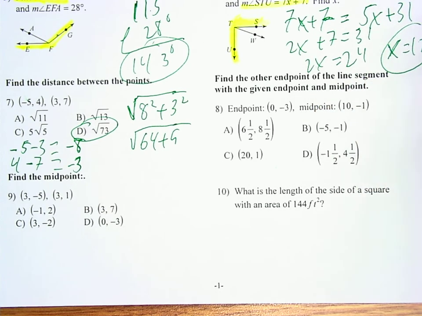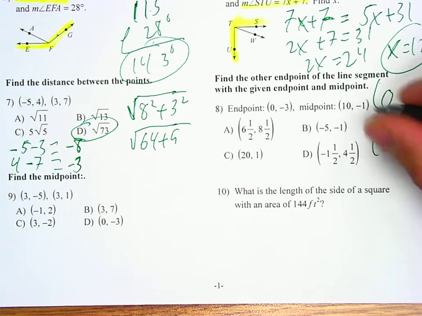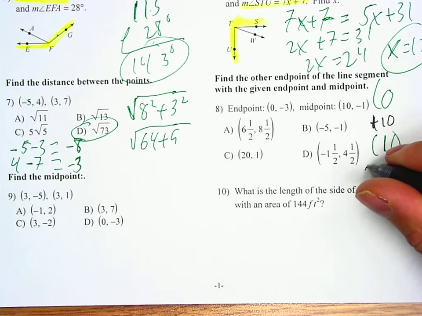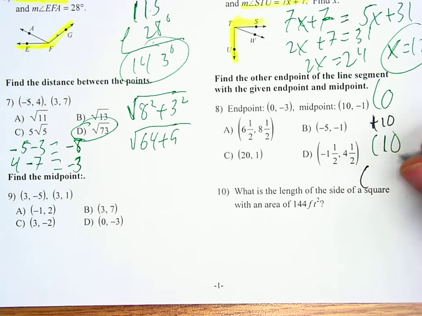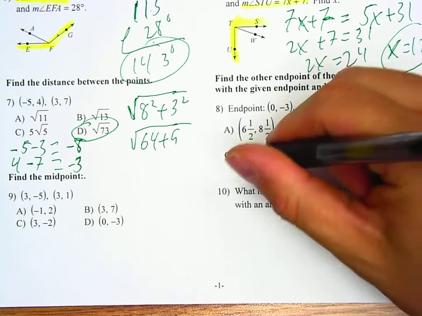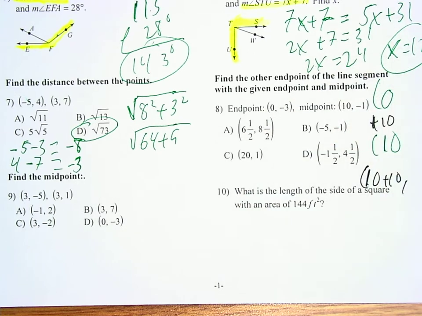Question 8, find the other endpoint. We're looking at a pattern here. So I've got my endpoint at 0, my midpoint x value at 10. So to get from 0 to 10, I had to add 10. That means my x value of my endpoint is going to add another 10 to the midpoint. So it'll be at 20. Now for my y value, the y value here for my endpoint is negative 3.